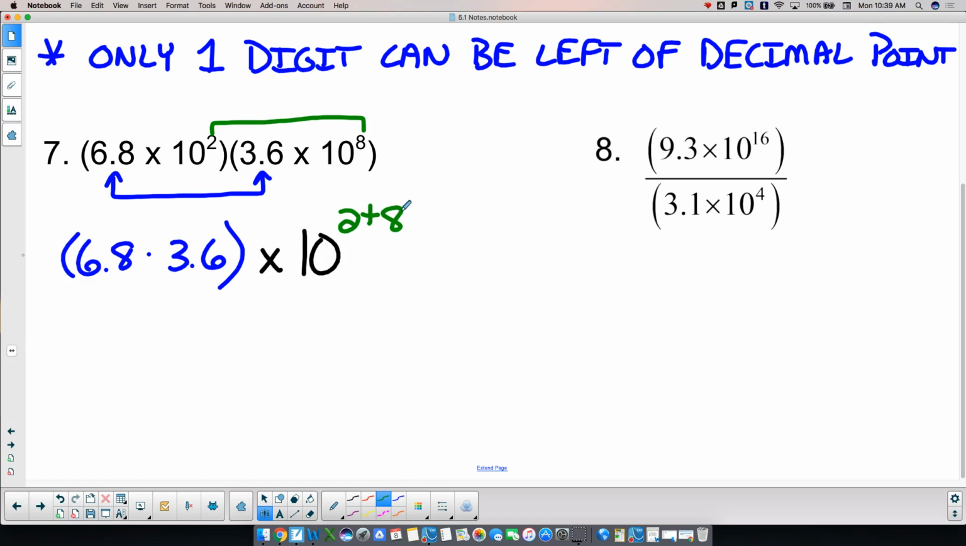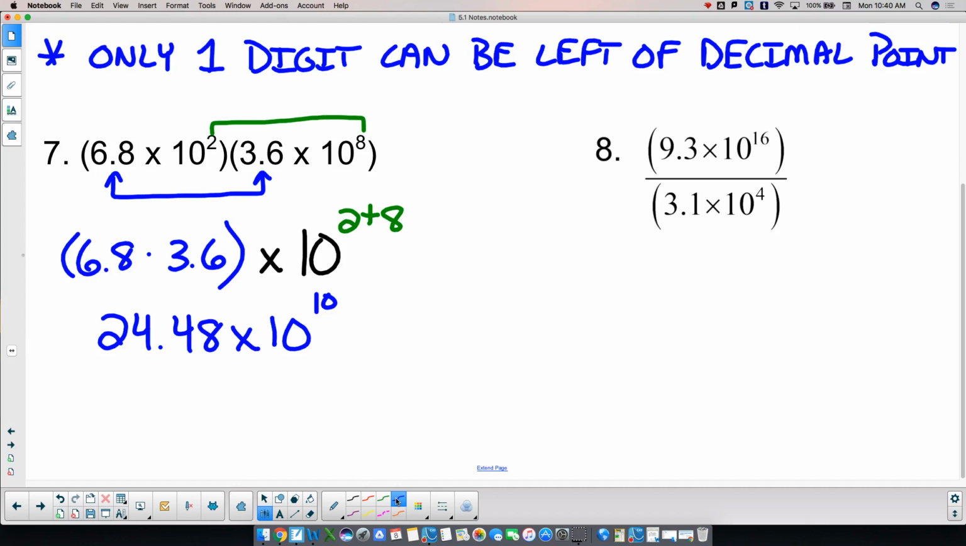So I'm going to need a little assistance here. 6.8 times 3.6. Anybody? 24.48 times 10 to the 10th power. Do we agree with that? Okay. So we've done that math.